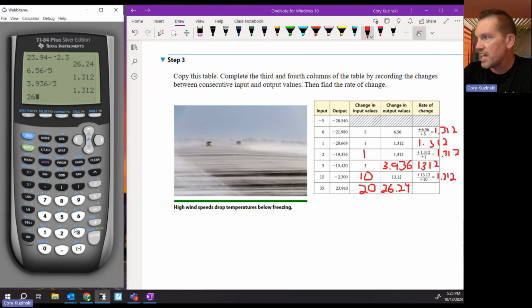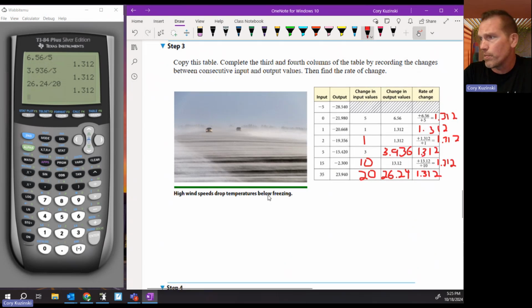And just for the sake of consistency, we'll go ahead and punch this one in, even though we know what it's going to be, 1.312. There it is, a surprise to absolutely no one, but we did it. All right, so I think we've established that the rate of change is 1.312.